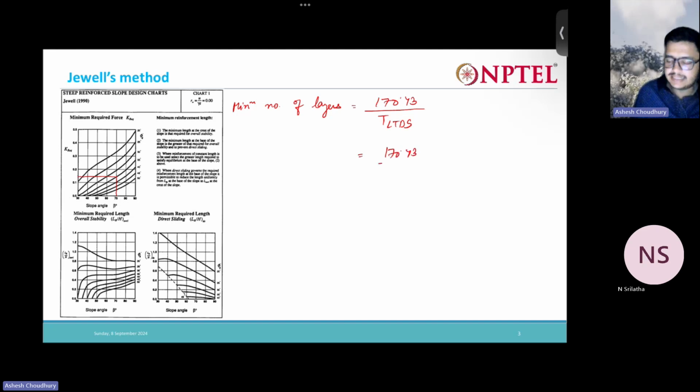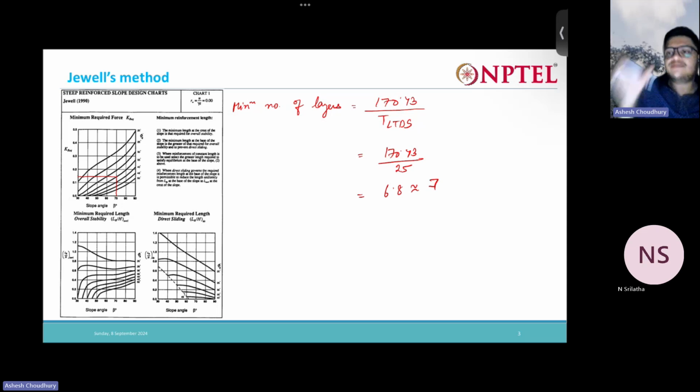So what is LTDS that is given in the question? That is 25. Approximately 7 layers. So approximately 7 layers of reinforcement we need to use so that it takes care of the total force that is coming. All right.